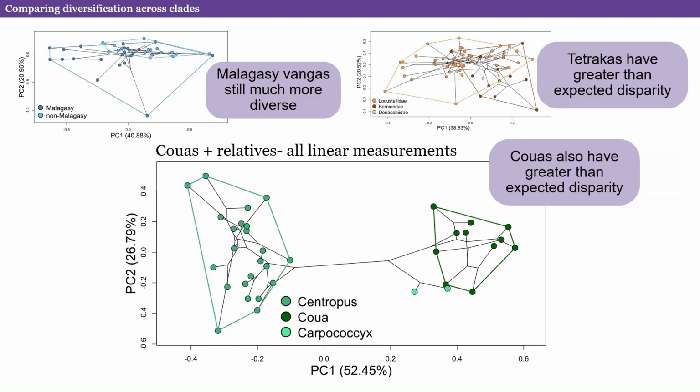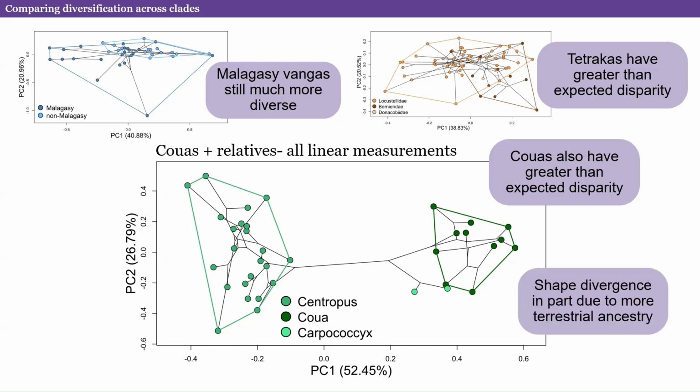And then very briefly, kuas were kind of a mix of these two general patterns. For the most part, they were more like the tetrakas in terms of having not more total diversity, but more disparity than expected. They also did have higher rates in some traits than their relatives. And then they also had this really big shape divergence in some traits, which in part seemed to be connected to, at least ancestrally, being much more terrestrial, and so having morphologies associated with that.